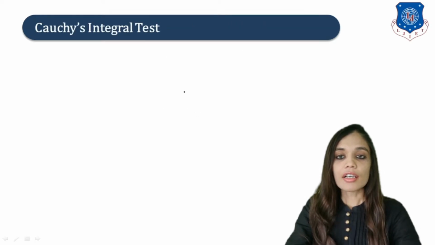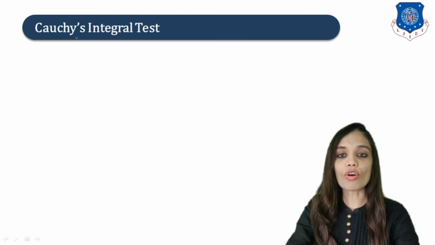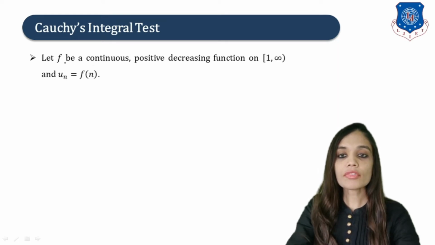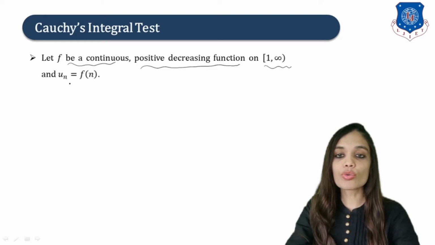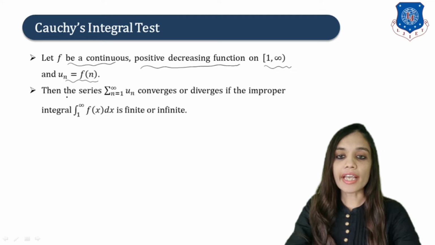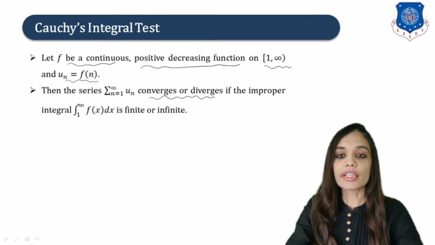Okay. Next, let us study one more test, that is Cauchy's integral test. So if f is a continuous, positive, decreasing function on the interval [1, infinity) and un is equal to f of n, so you will be having functions, right? Then the series summation n is equal to 1 to infinity un converges or diverges if the improper integral, integration 1 to infinity f of x dx, is finite or infinite.